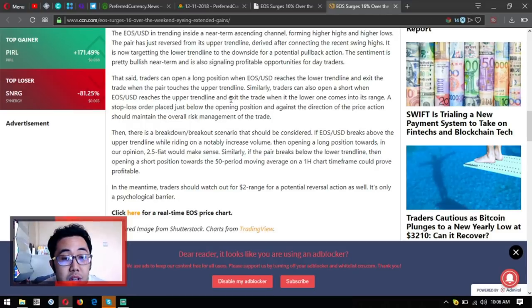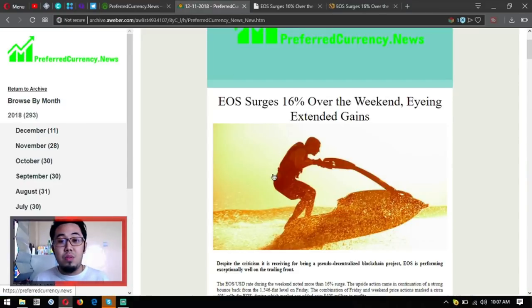Then there is a breakdown or breakout scenario that should be considered. If EOS USD breaks above the upper trend line while riding on notably increased volume, then opening a long position towards, in our opinion, 2.5 fiat would make sense. Similarly, if the pair breaks below the lower trend line, then opening a short position towards the 50 period moving average on a 1 hour chart time frame could prove profitable. In the meantime, traders should watch out for the $2 range for a potential reversal action as well. It is only a psychological barrier. So it's very, very nice, and as you can see, EOS is eyeing extended gains.